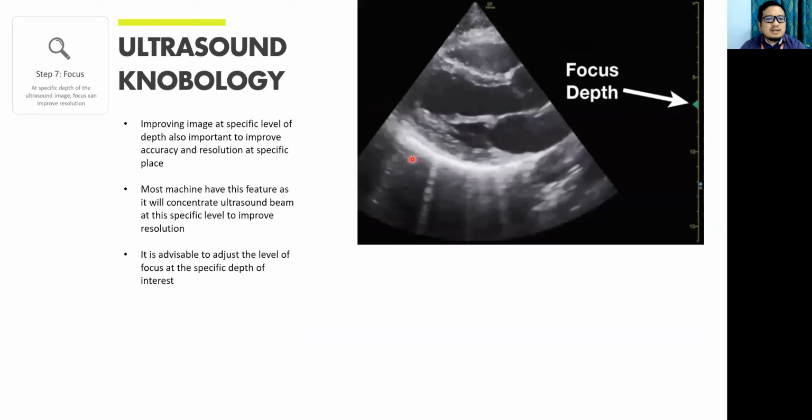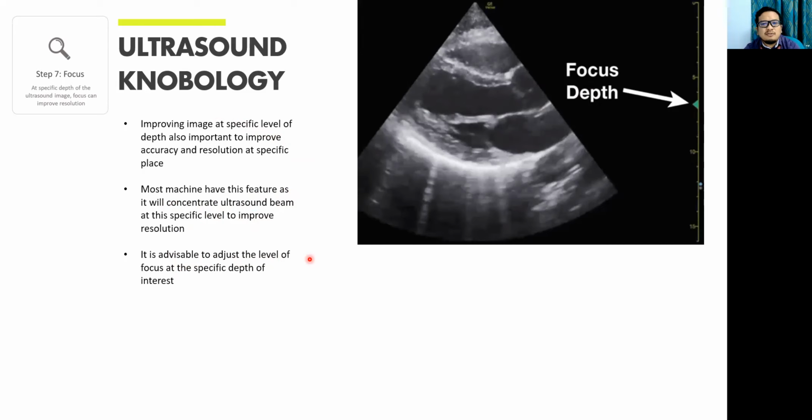So next one is to adjust the focus. Improving the image at a specific level of depth is also important to improve accuracy and resolution at a specific place. This is even more important in vascular access. Most machines have this feature as it will concentrate the ultrasound beam at a specific level to improve resolution. It is advisable to adjust the level of focus at the specific depth of interest.